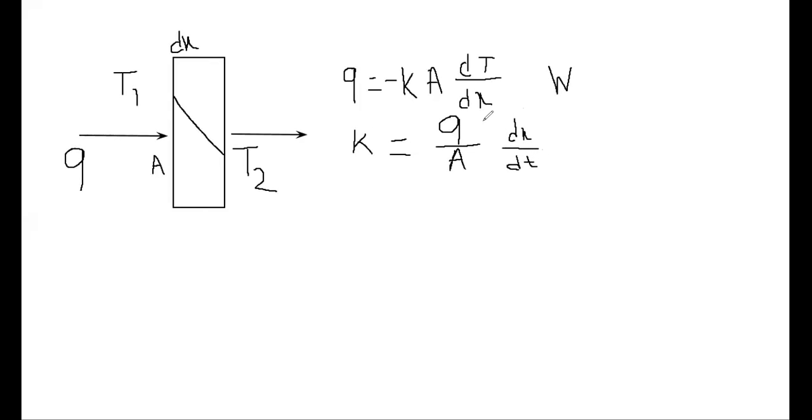So unit of Q is what? A is meter square, dx is meter and dT is degree Kelvin. So that unit will become watt per meter degree Kelvin. The unit for K. Now let us go to the numerical.